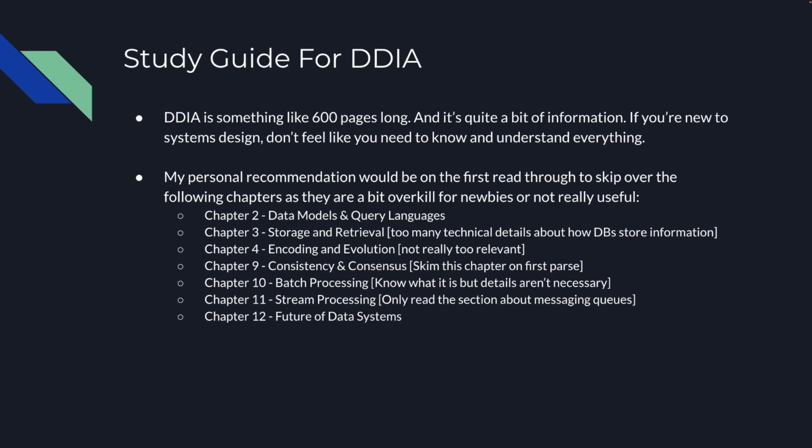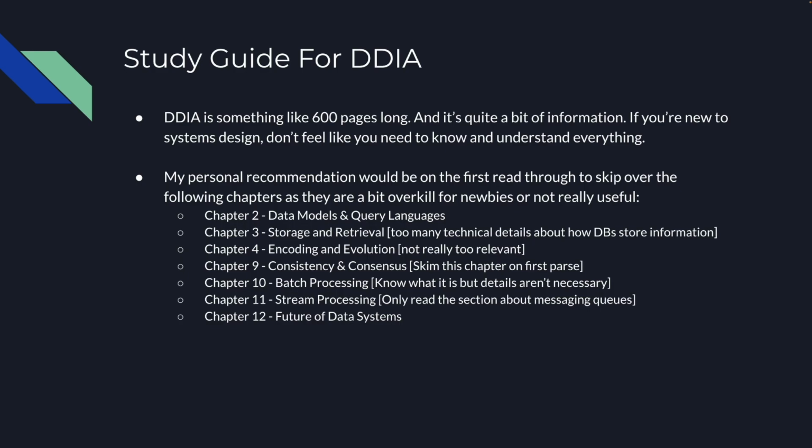So, Designing Data-Intensive Applications is something like 600 pages long, and it's quite a bit of information. If you're new to systems design, don't feel like you need to know and understand everything on every single page. My personal recommendation would be on the first read through to skip over the following chapters, as I personally find they're a bit overkill for newbies and not really useful in most cases.